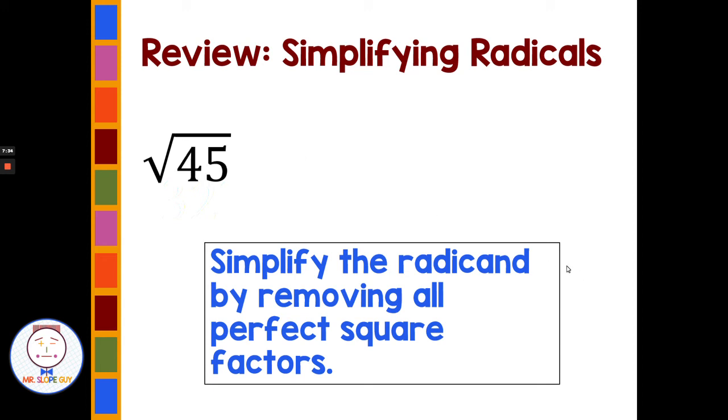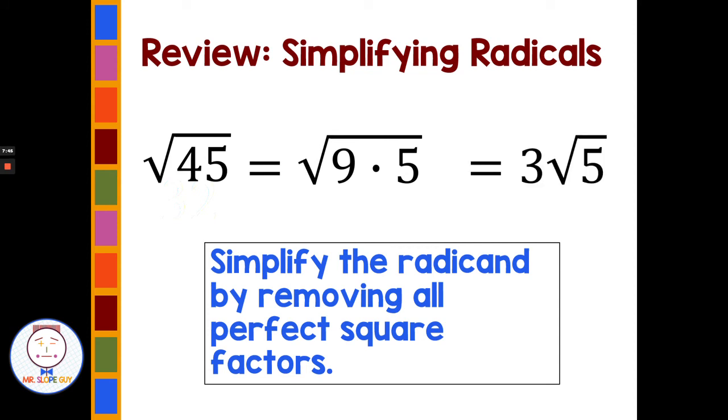If I look at simplifying the square root of 45, the largest perfect square factor of 45 is 9. And the square root of 9 is 3, so I have 3 radical 5. So we're still going to have to simplify radicals when it comes to the quadratic formula, and you're going to be simplifying radicals by pulling out perfect square factors.